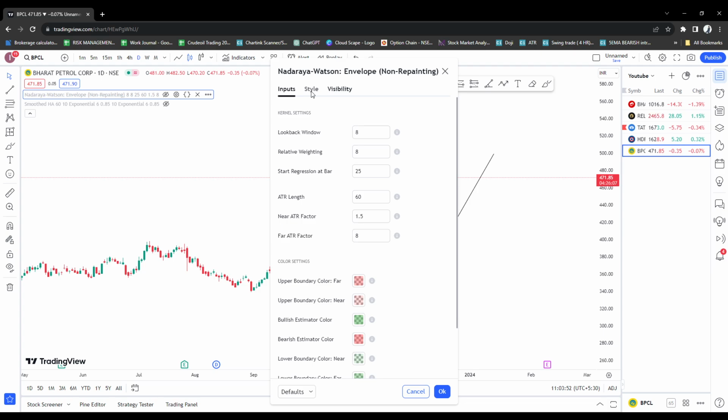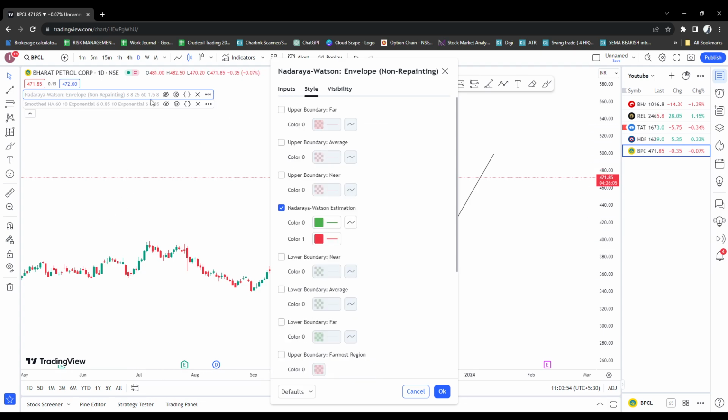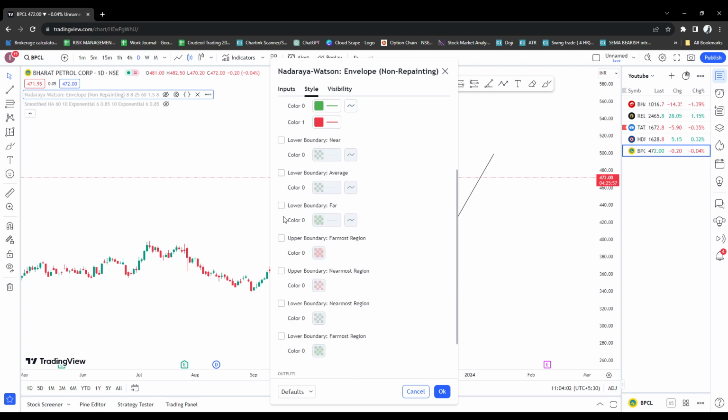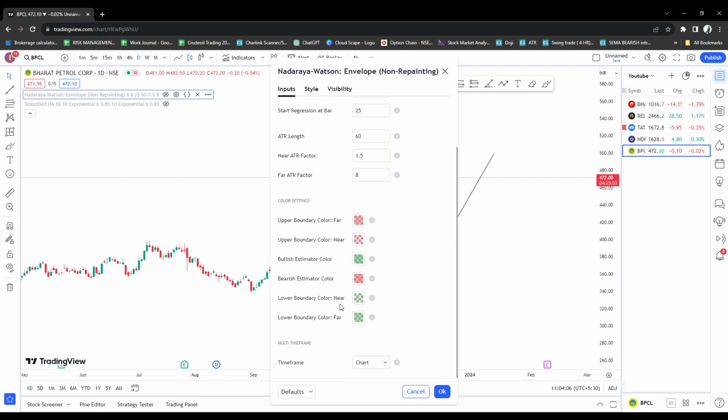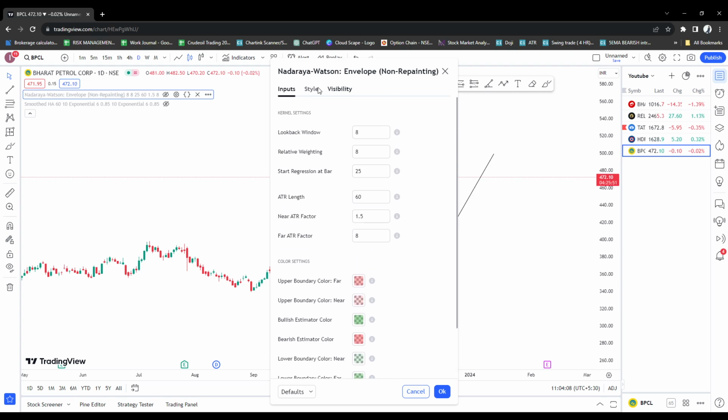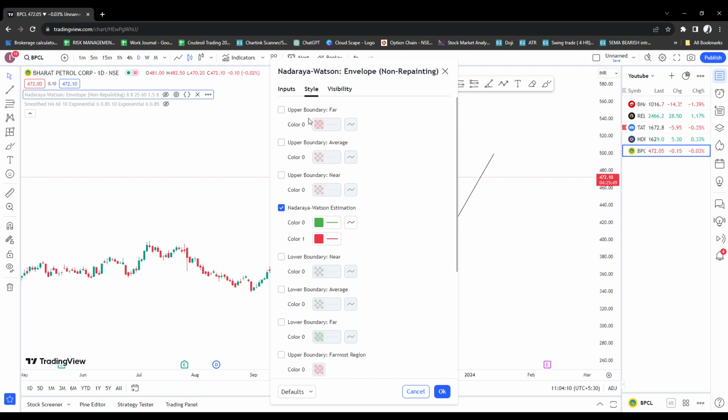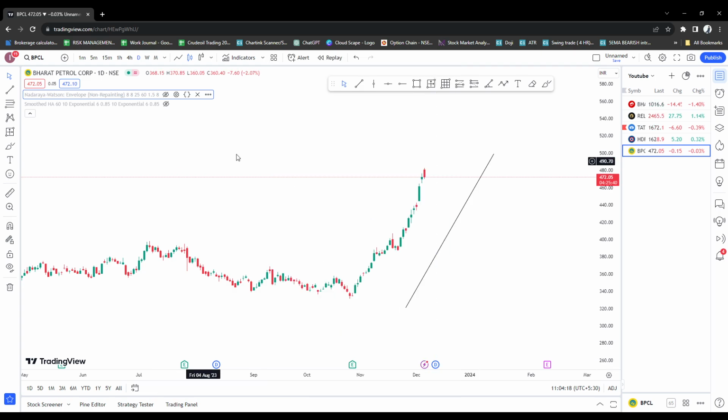It will show something very messy, but this is the actual setting you require. We untick all these boxes except the Nadaraya-Watson. Untick everything else. Keep all the inputs on the basic, which is default, except the upper boundaries and lower boundaries. You just keep the Nadaraya-Watson estimations and press OK.